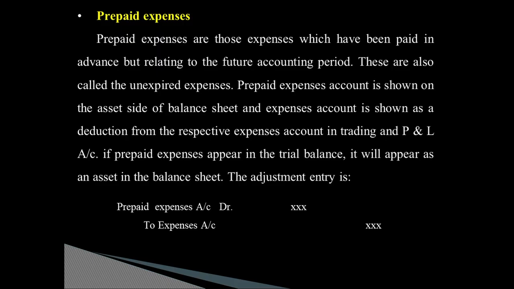It is not relevant to the current year for which we are preparing the accounts. Hence, we have to make an adjustment for this one. If the prepaid expenses are given in the problem, we have to deduct it from the respective expense, either a trading account relevant expense or a profit and loss account relevant expense. Whatever it may be, we have to deduct it from the respective expense and show it on the asset side of the balance sheet. The adjustment entry is prepaid expenses account debit to expenses account.